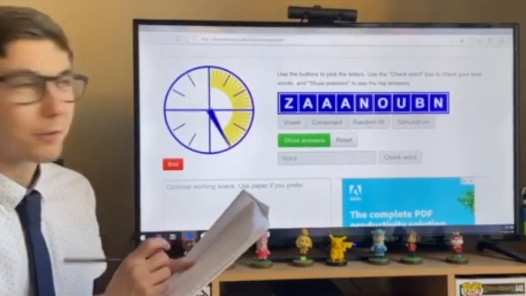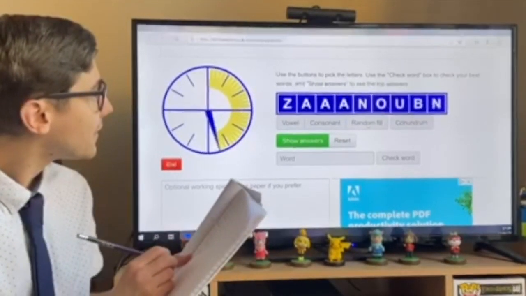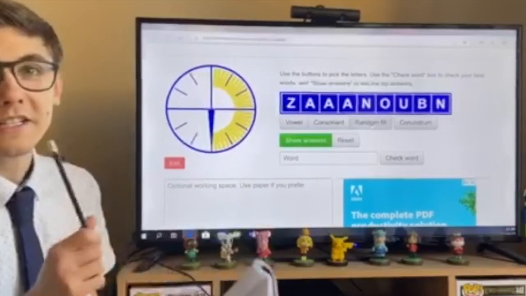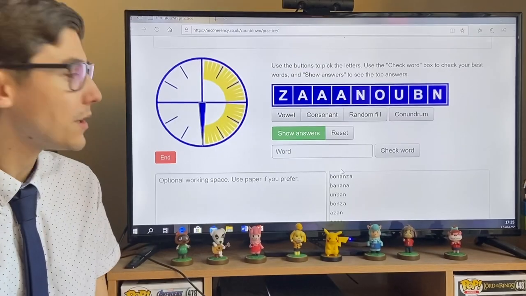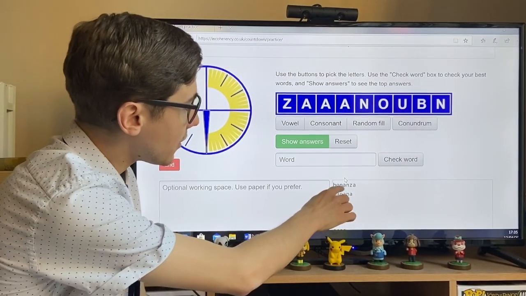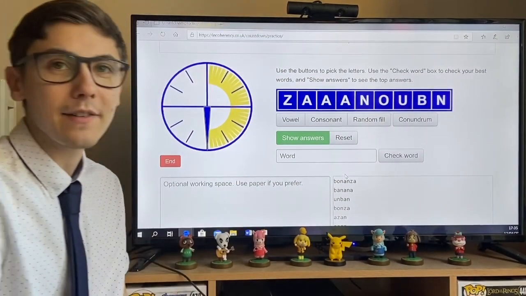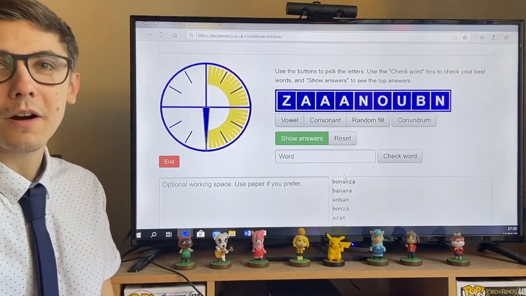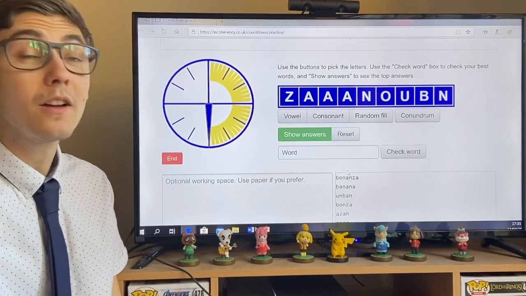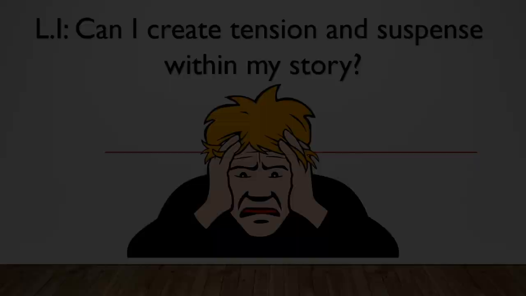Now this is a tricky one. I'm really going to need to check the answers for this one. Well, we can see here the best word was bonanza. So 1, 2, 3, 4, 5, 6, 7. A 7-letter word again. I'll be honest with you, I didn't do very well there. Ban was my best word, so only 3 letters. I'm sure you've beaten me.